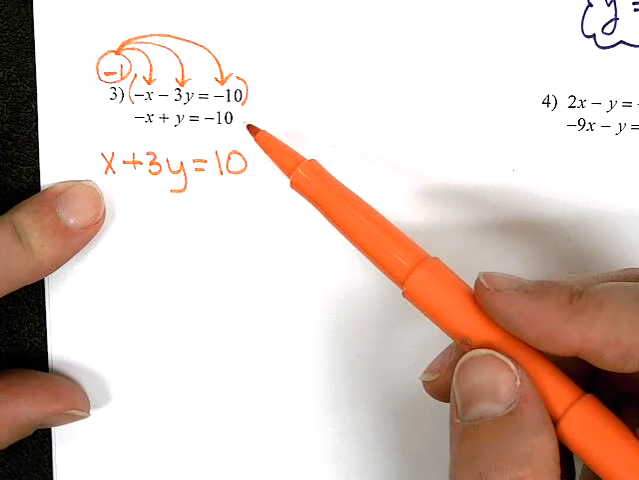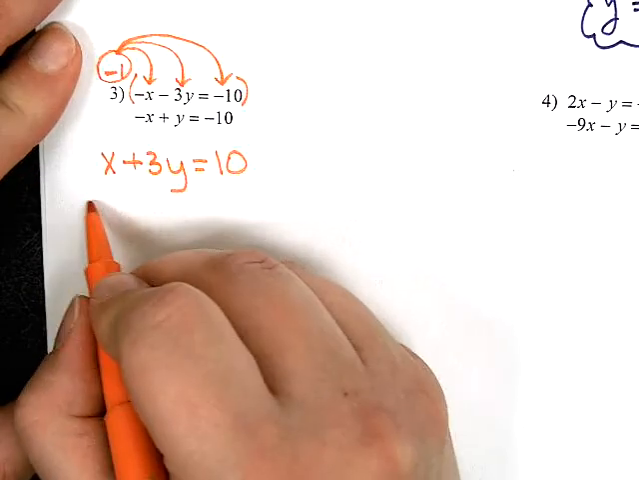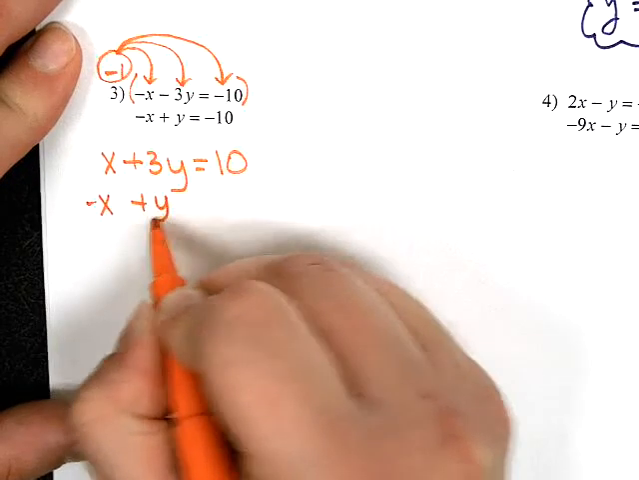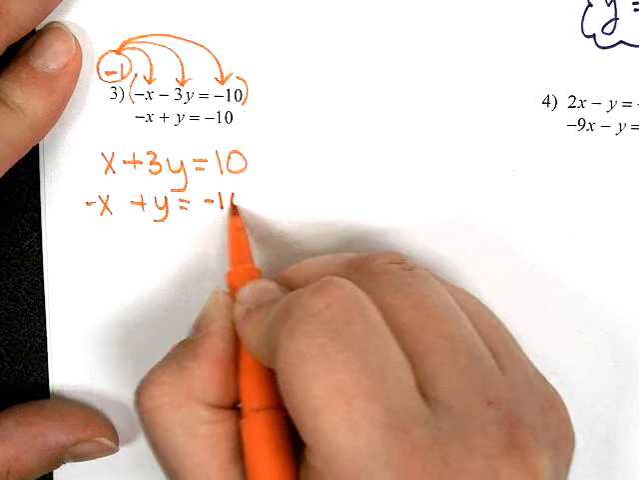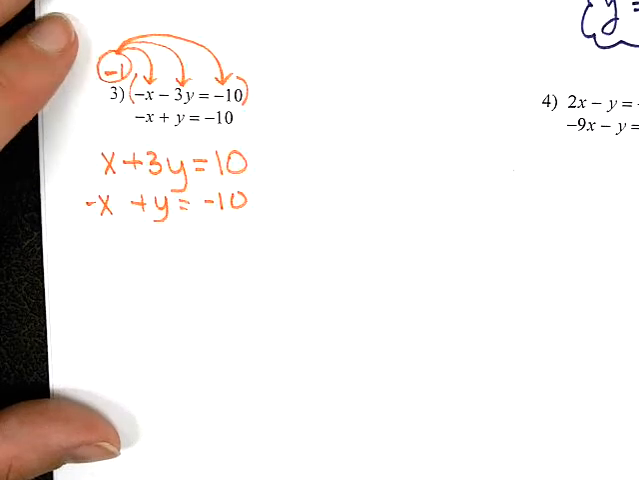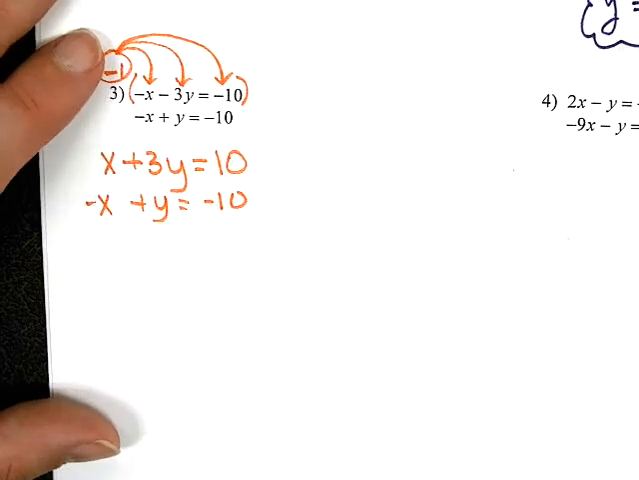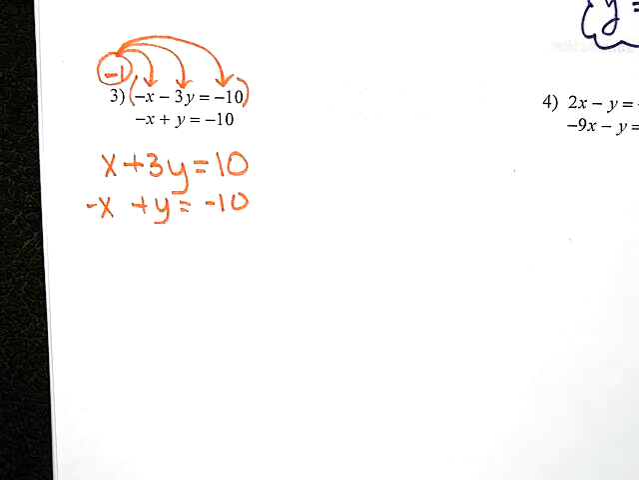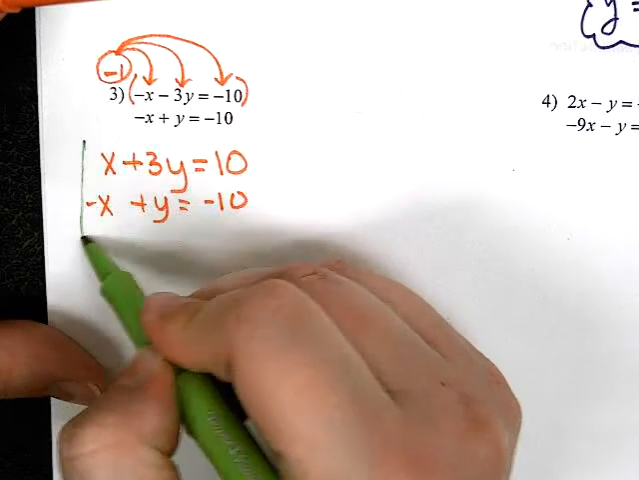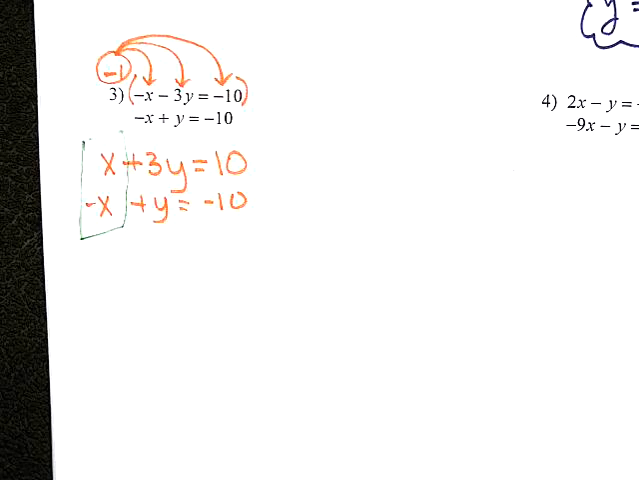And then I'm going to take my second equation and rewrite it. Negative x plus y equals negative 10. And now when I look at it, my coefficients on the x's are opposites. So now I know that I'm on the right track.